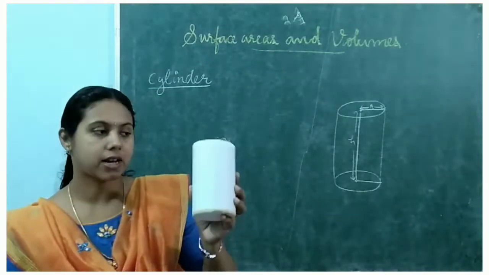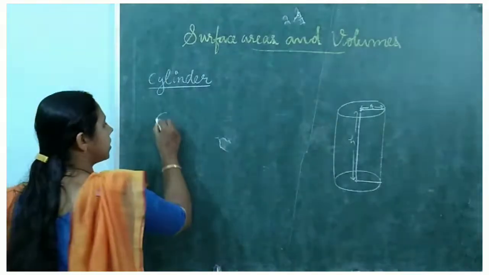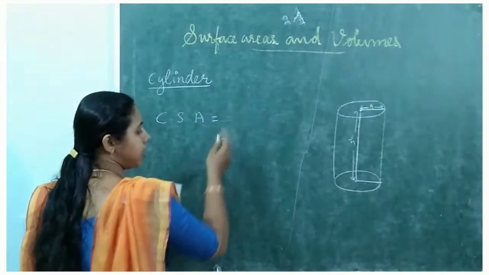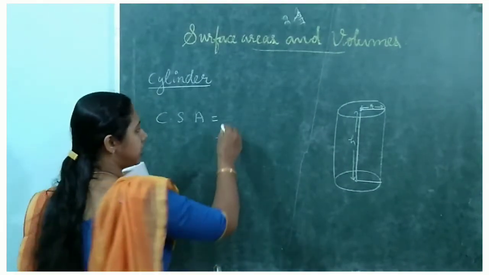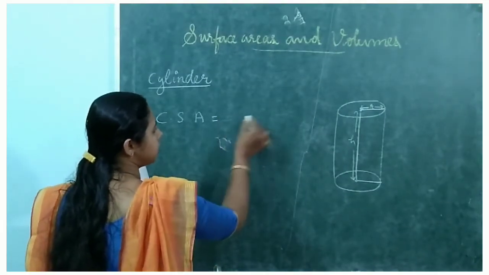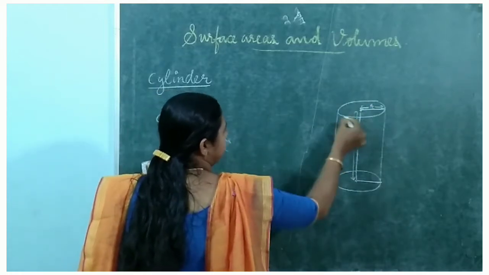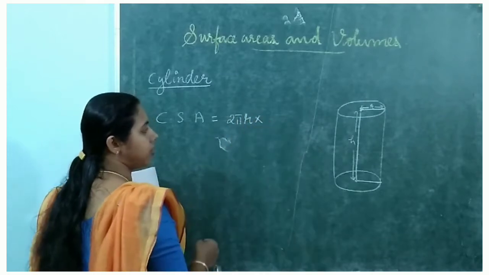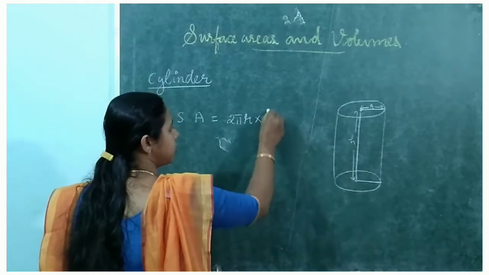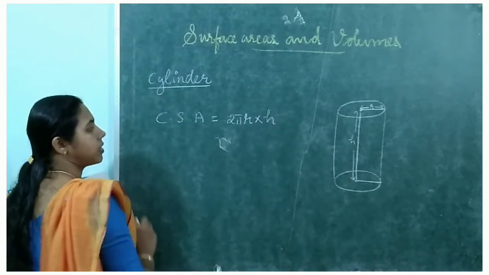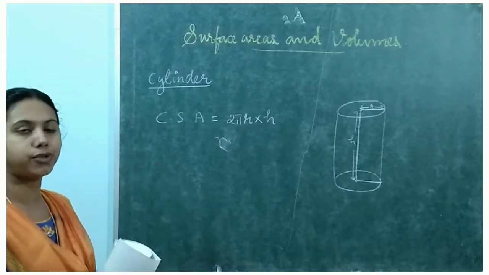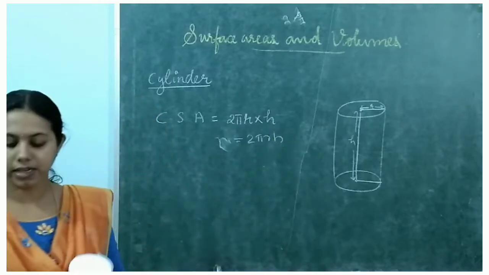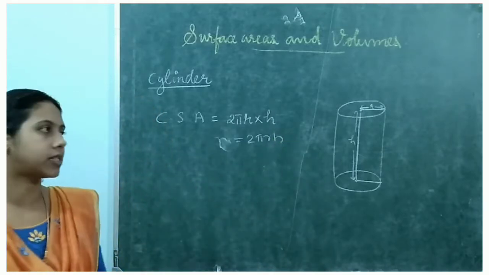So the curved surface area of a cylinder, CSA, is equal to the area of this rectangle, that is length into breadth. Length is equal to the circumference of this circle, that is 2 pi r, into height, the breadth. The breadth is equal to the height of the cylinder. So the curved surface area of a cylinder is equal to 2 pi r h.